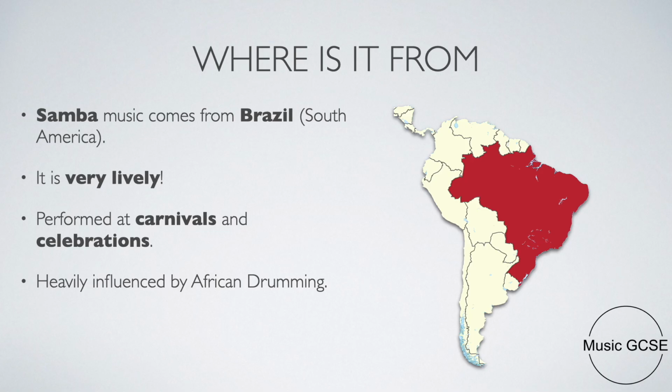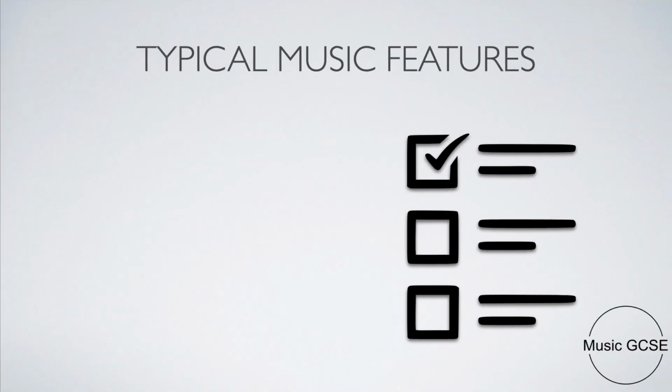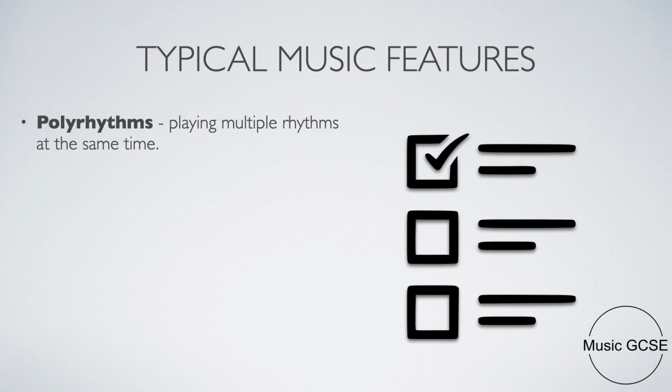So let's take a look at the typical musical features of samba music. And first of all, samba music will use polyrhythms. That's when there are multiple rhythms being played at the same time. If you've already watched the video on African drumming, you'll know what that means. However, we will talk about that in more detail in just a moment. Samba music will use a rhythm known as the son clave. We'll talk about that in more detail in just a moment.